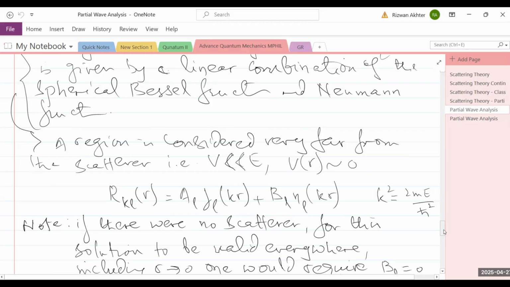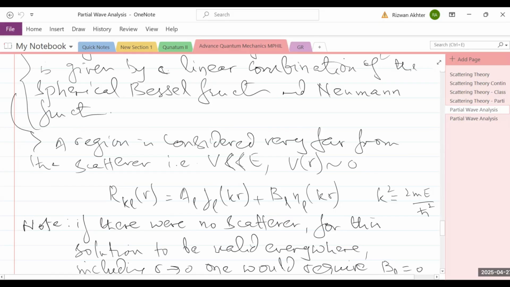And so we started by saying that V of r is almost equal to zero, or comparable to zero, when we have this condition that V, the scatterer potential, is much less than the energy of the incident particle. So in this sort of assumption, we write the radial function as a linear combination of two functions, that is the spherical Bessel function and the Neumann function.